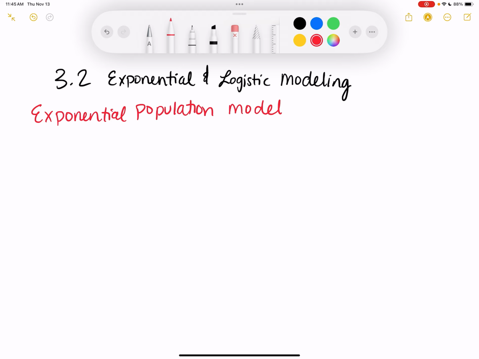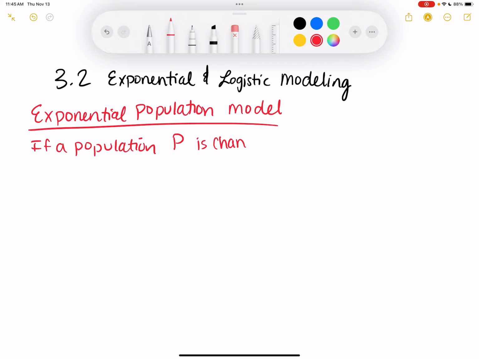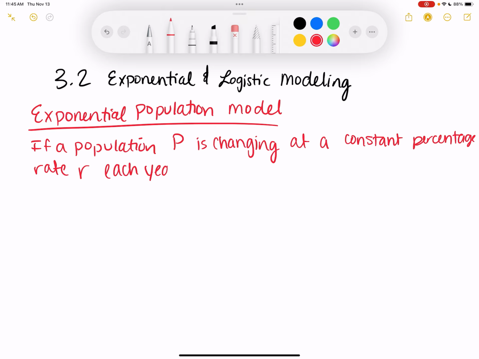So there are a few word problems in this section, but they're not like anything super crazy. If a population P is changing at a constant percentage rate, R, each year, then P of T is equal to P sub 0 times 1 plus R to the T.